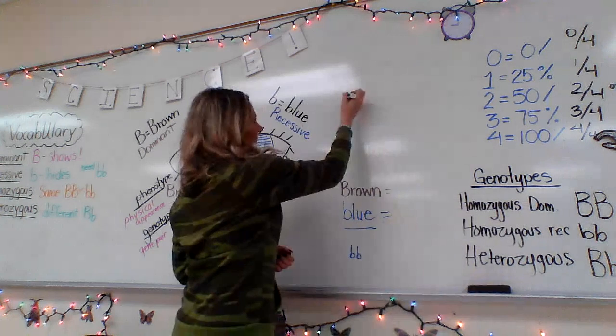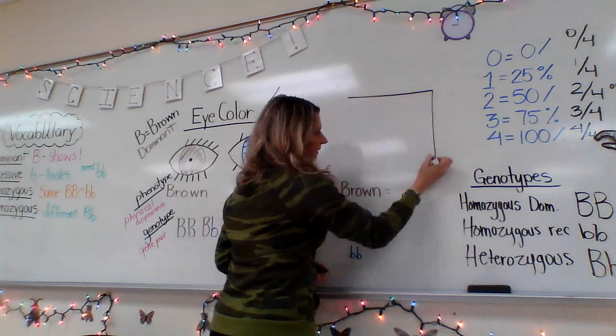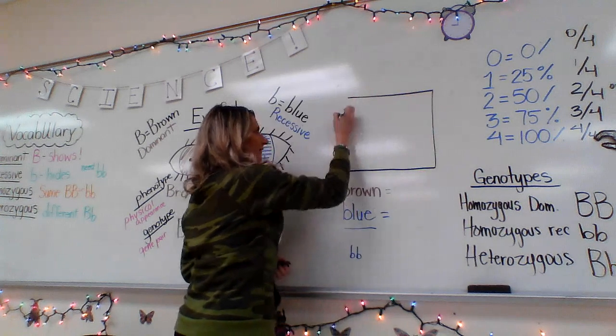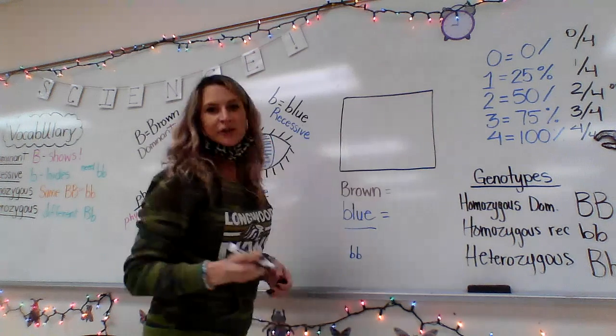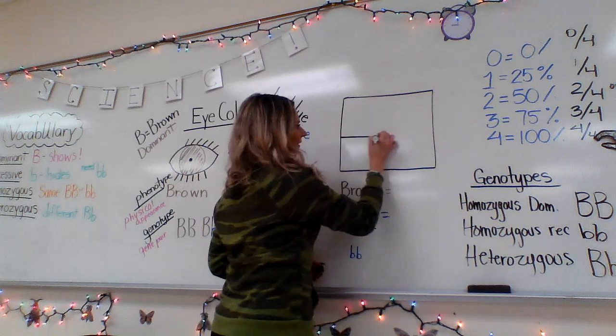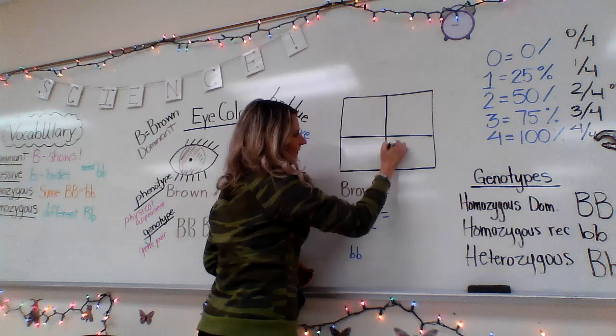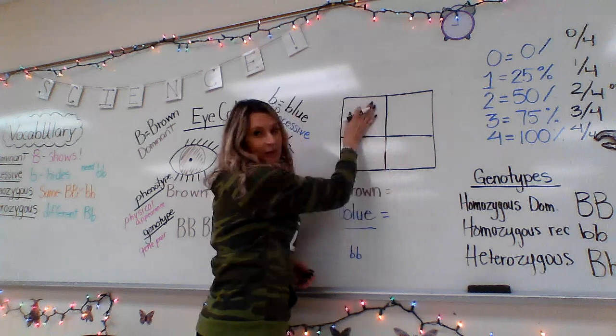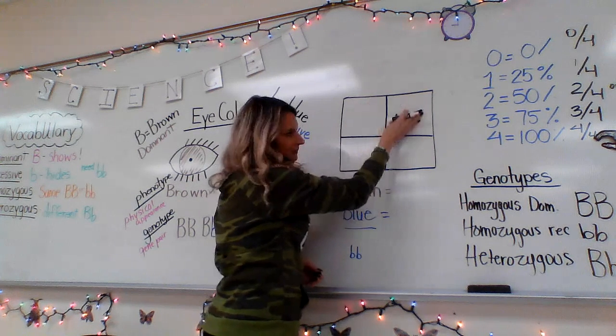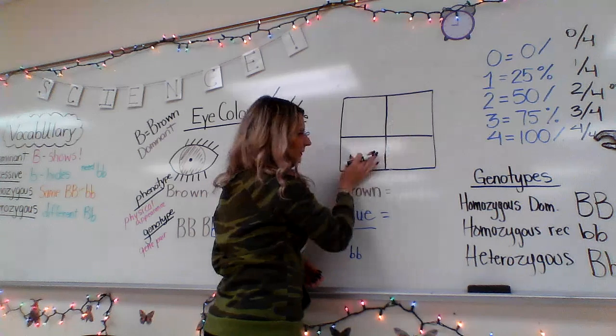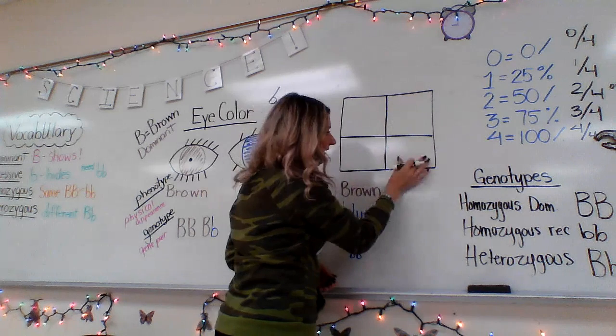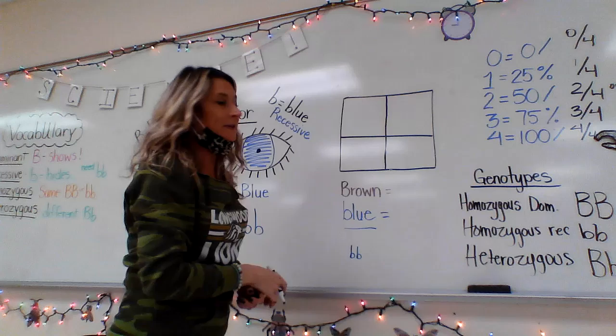So the Punnett square that you draw, inside the box represents your possible offspring. So that's where I get the 4. I split it into 4 boxes. So this box represents one possibility, this box represents another possibility, this box represents a third possibility, and this box represents a 4th possibility.